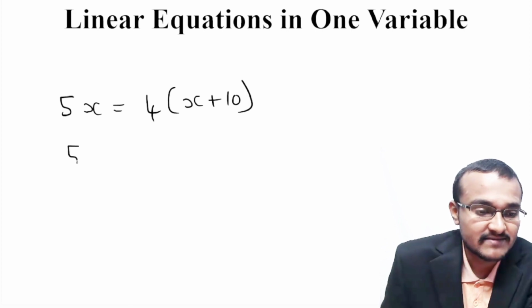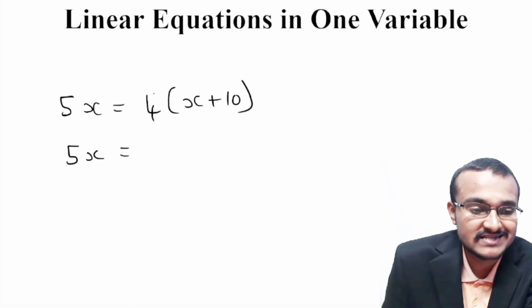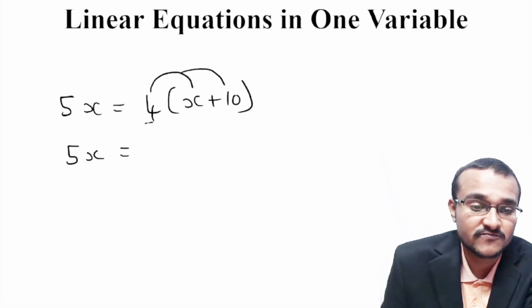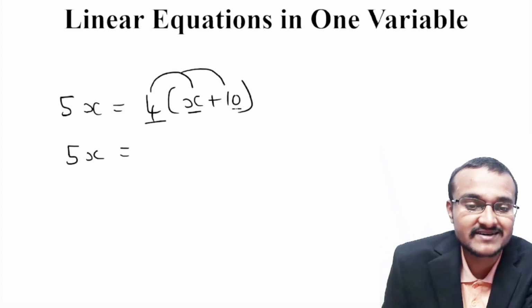Now you can actually bring this 4 inside the bracket. So this 4 should be multiplied for this first term and this second term as well, because 4 is actually common for x and 10 both. So 4 into x will be 4x plus 4 into 10 will be 40.